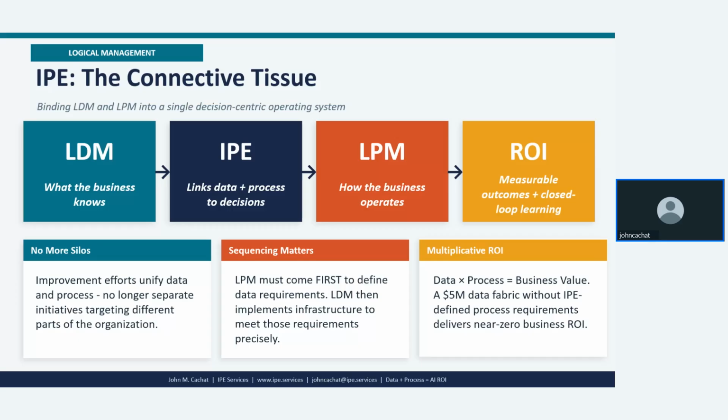So consider IPE the connective tissue, that the data knows is what the business knows. The process links data to process into decisions. Logical process management sits on both of those and describes how the business operates to get the ROI. Now, again, if we just have data management and no IPE packs, now we're just kind of giving people better dashboards and reports. So the sequencing matters, and there's a multiplicative ROI when you combine these two.